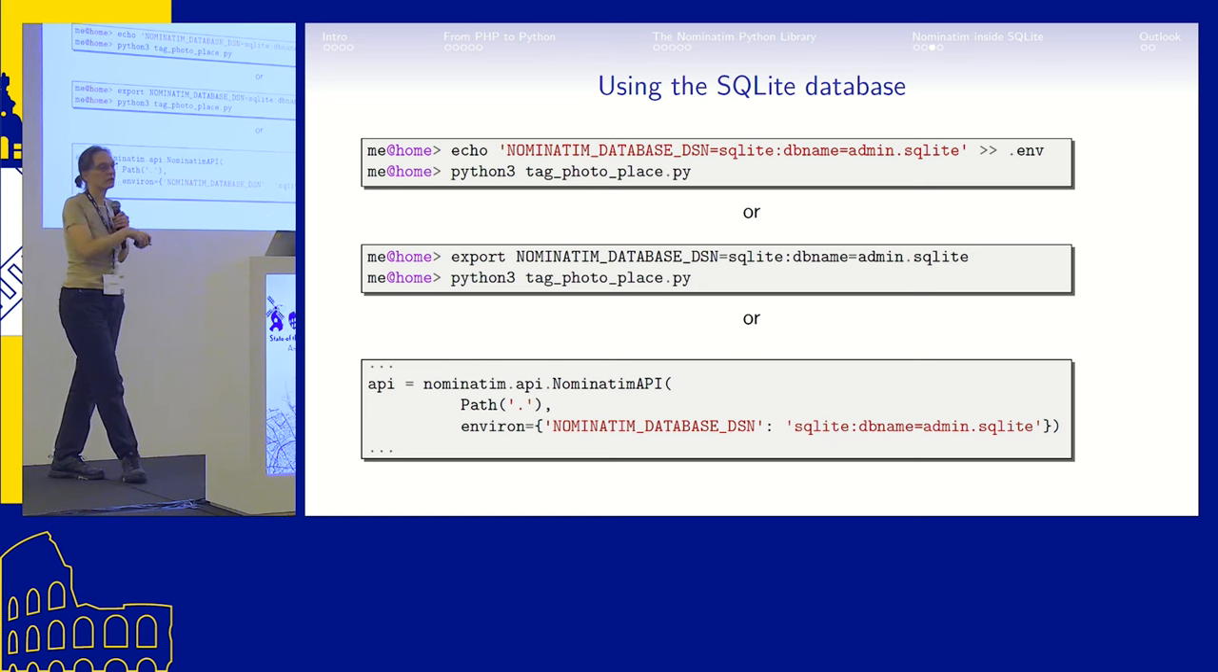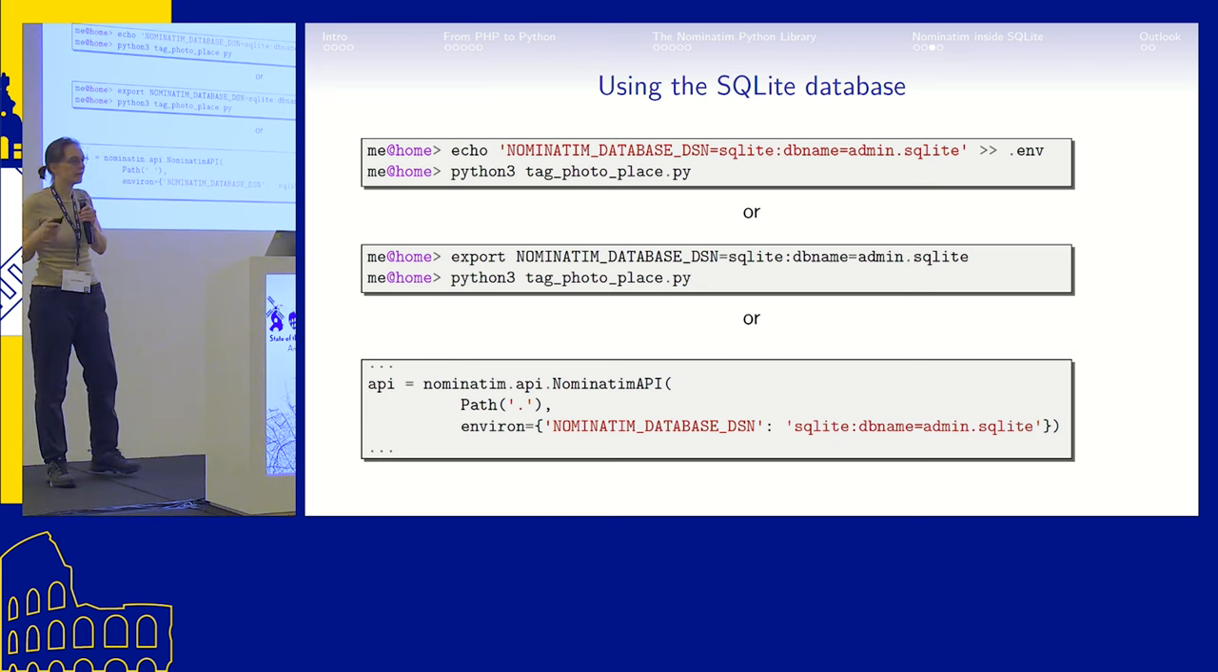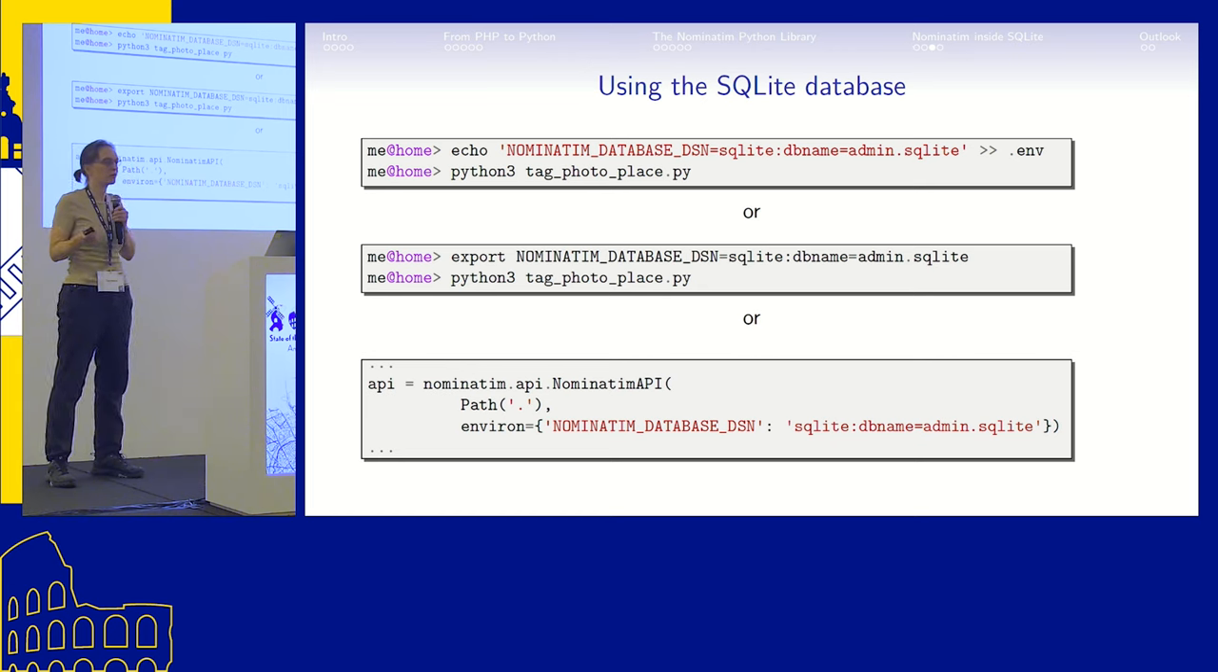And there are different ways to do this. Normally, if you have a local installation, you have a project directory where you collect all the local data which are not in the database. You can just edit it there in your environment file. You can do it as an environment variable in your shell. That works as well. Or you can even do it directly in your script and say, oh, okay, just use this database, hard coded.